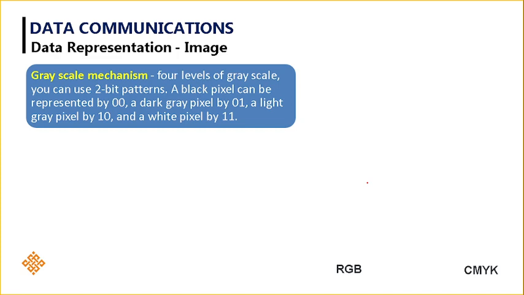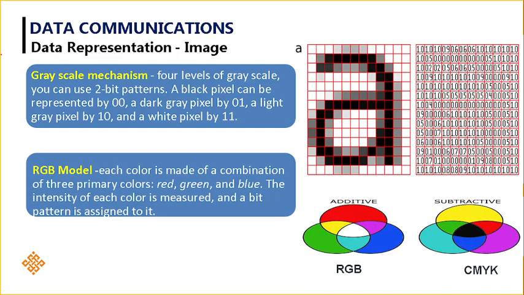So if you are going for a color image, we have two models there. One is known as the grayscale mechanism. The other one is the RGB model. Grayscale mechanism means we are using 4 levels of colors. You can use 2-bit patterns: 00, 01, 10 and 11. A black pixel can be represented using 00.